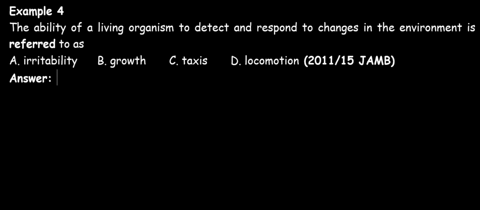The next question says the ability of a living organism to detect and respond to changes in the environment is referred to as A. Irritability, B. Growth, C. Taxis, D. Locomotion. The answer to this question is A, as irritability is the ability of a living organism to detect and respond to changes in the environment. It can also be called sensitivity.